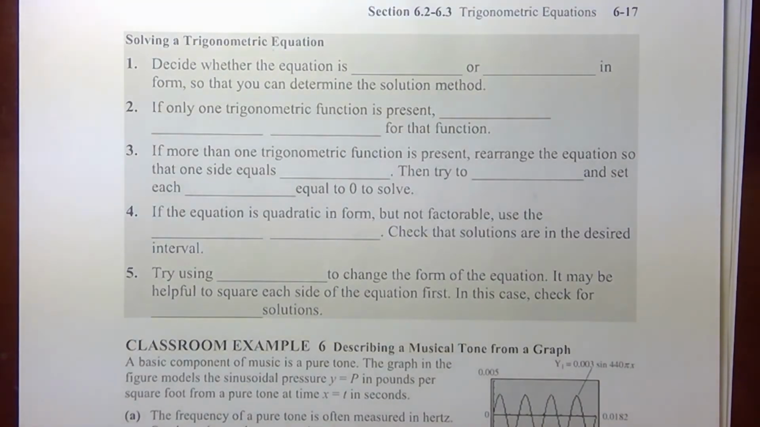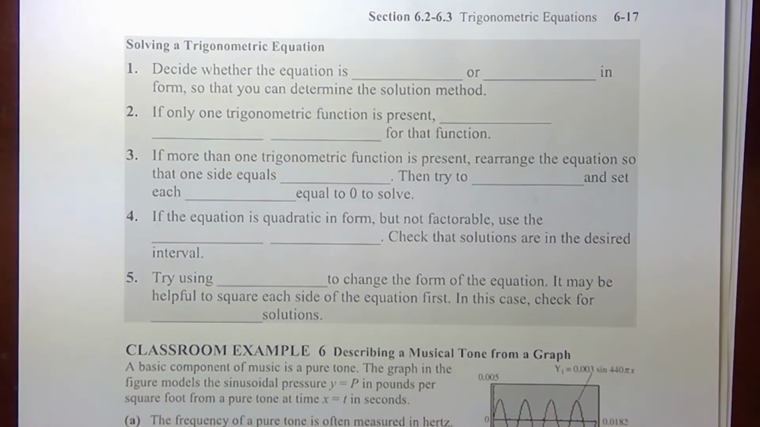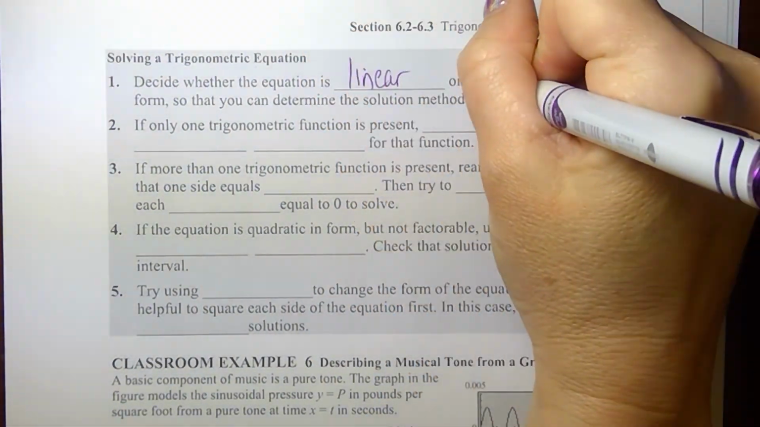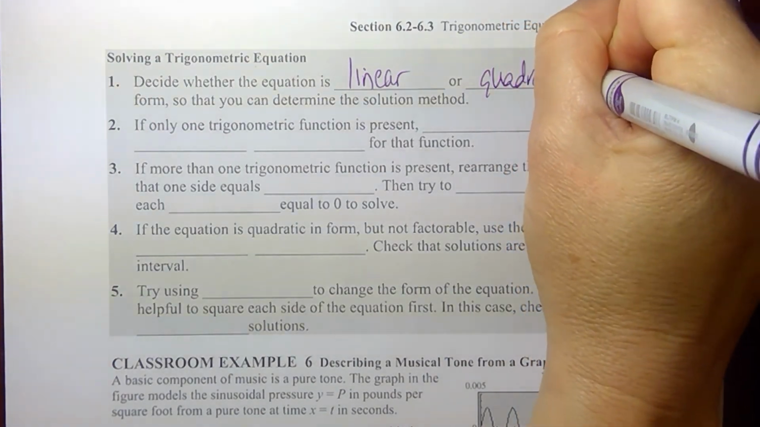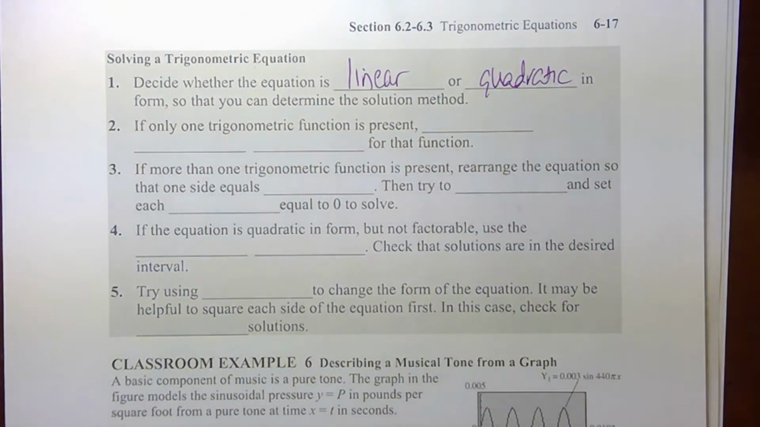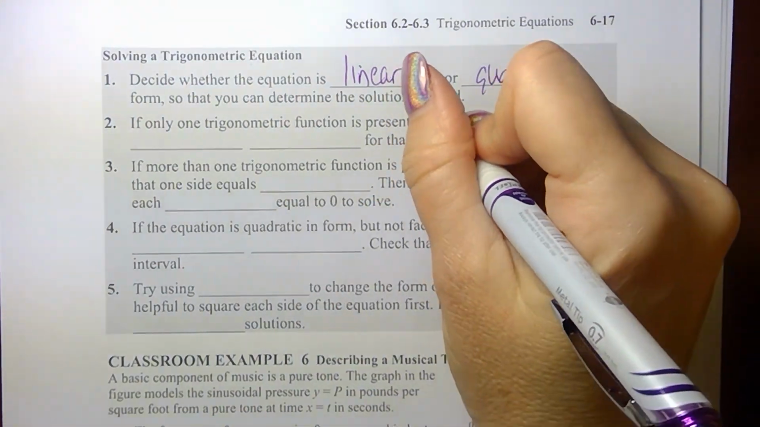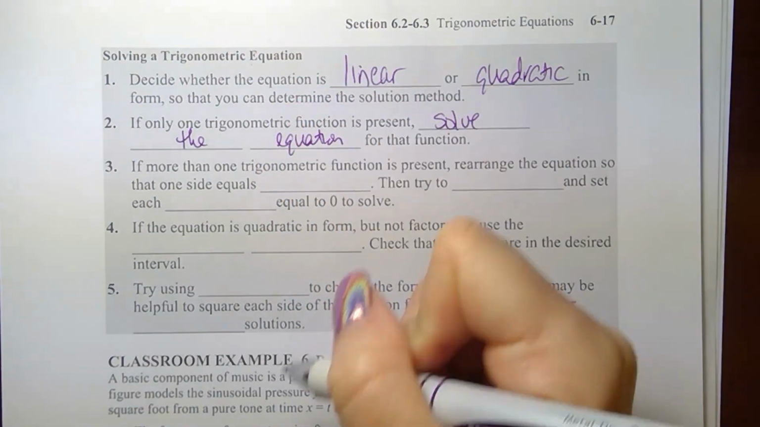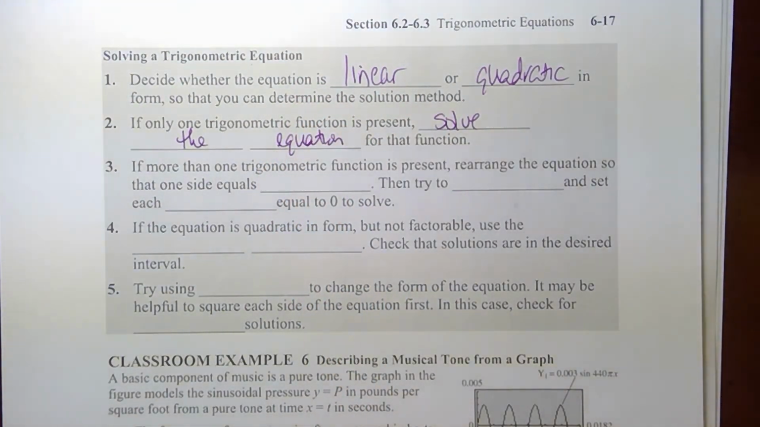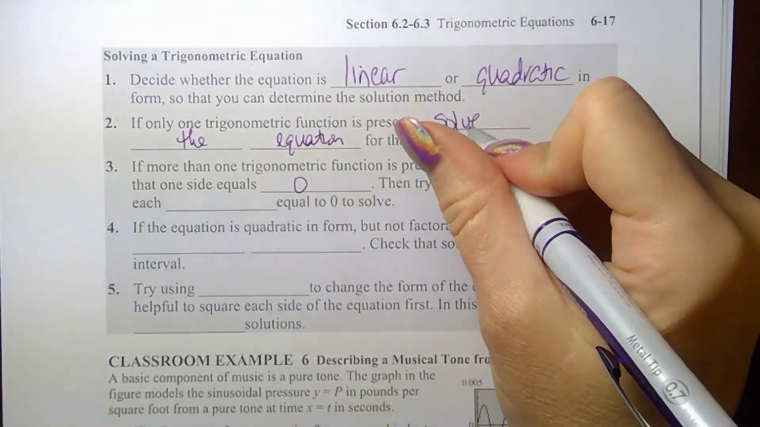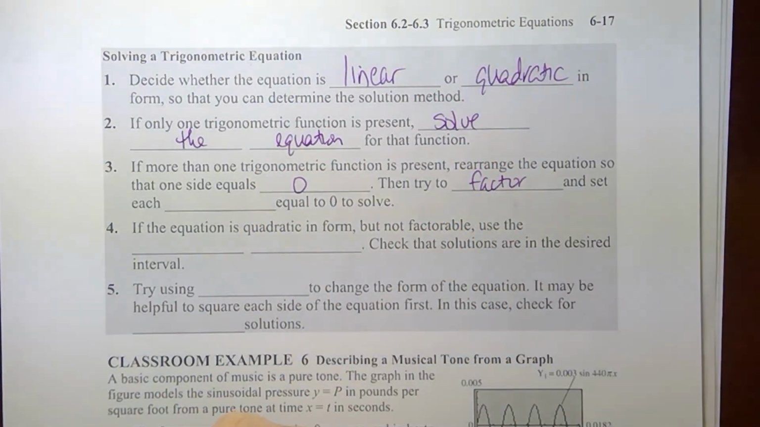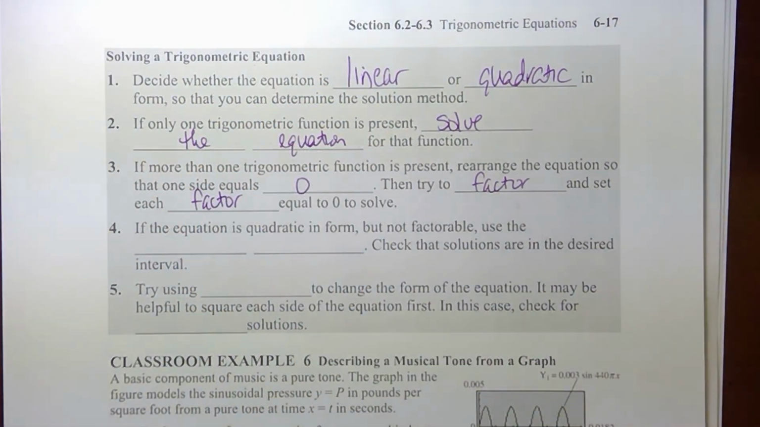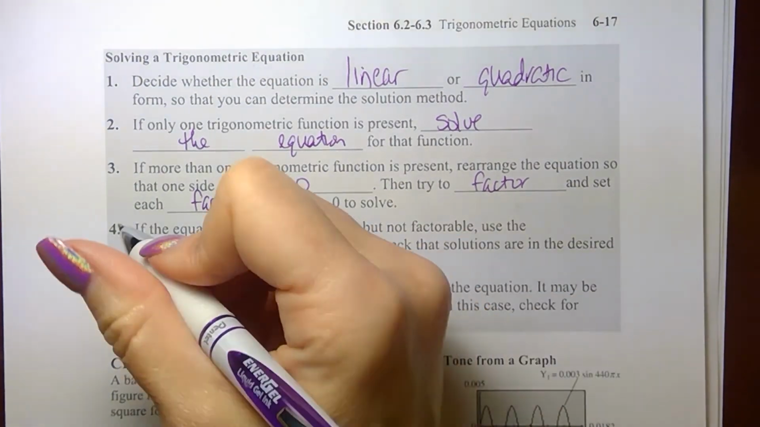Okay, when I am solving a trig equation, here are the steps all in one place. Decide whether the equation is linear or quadratic, because that helps you determine which solution method you're going to use. If there's just one trig function present, you're good. You can just solve the equation for that function. But if there's more than one trig function, you need to rearrange the equation so that one side equals 0 and try to factor. Once you've factored, you set each factor equal to 0 to solve. If it's quadratic in form but not factorable, we're going to use the quadratic formula.